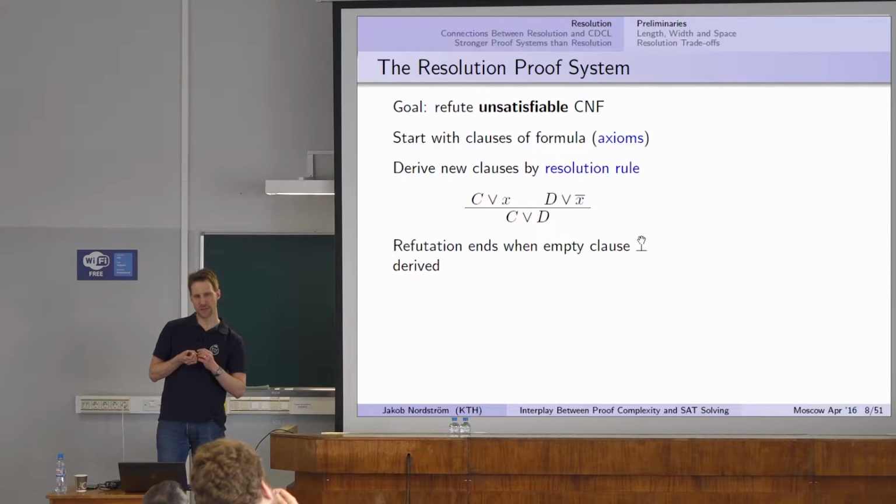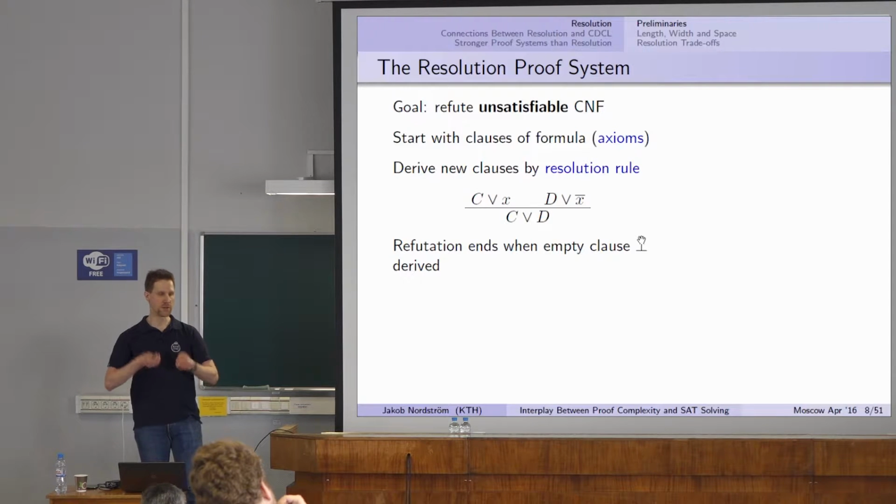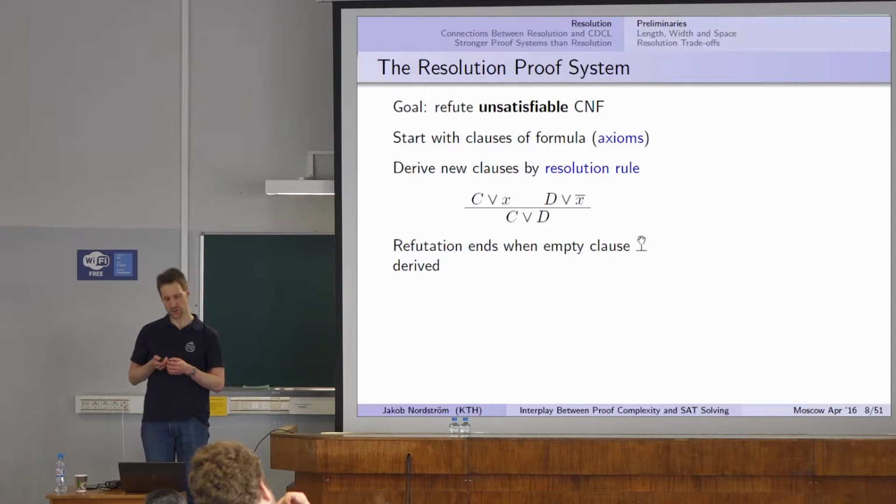So the hard case, and where you can prove lower bounds, is if the formula is unsatisfiable, and you need to prove that out of the exponentially many possible assignments, none will work. That's the hard case. Okay, so resolution starts with the clauses of the formula, and I'll refer to them as axioms.